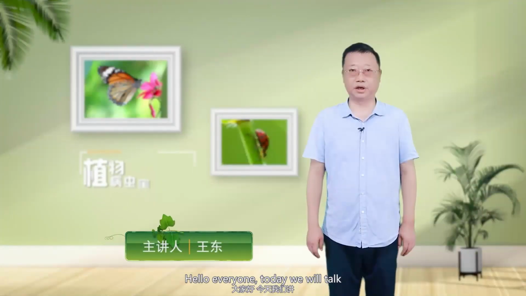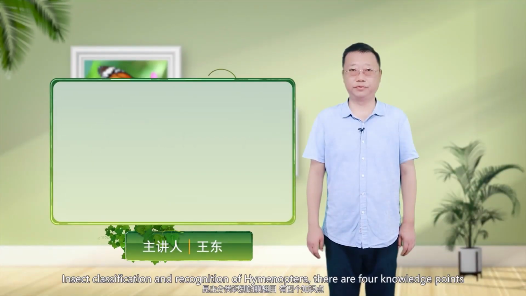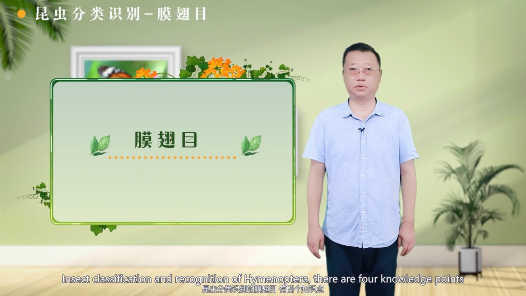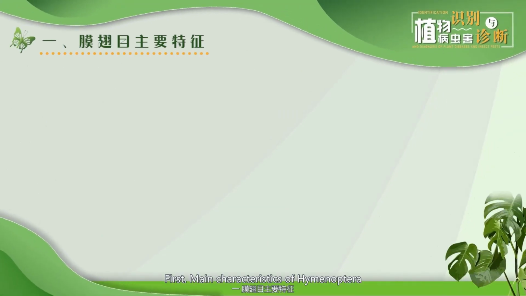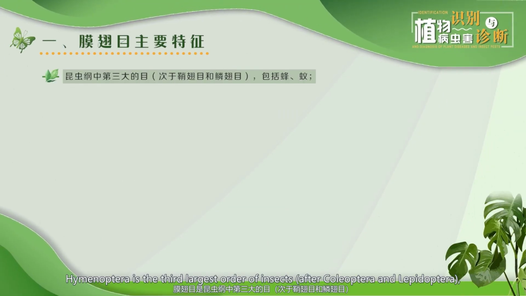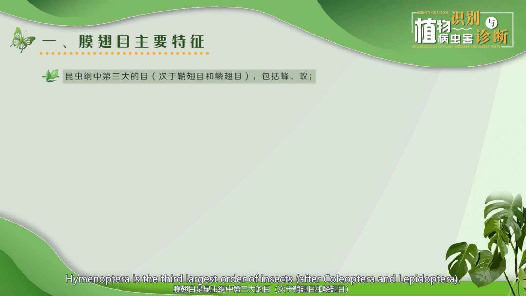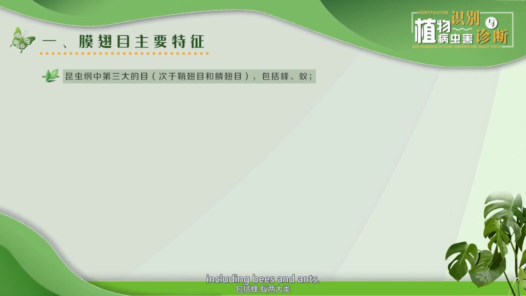Hello everyone. Today we will talk about insect classification and recognition of Hymenoptera. There are 4 knowledge points. First, main characteristics of Hymenoptera. Hymenoptera is the 3rd largest order of insects, after Coleoptera and Lepidoptera, including bees and ants.